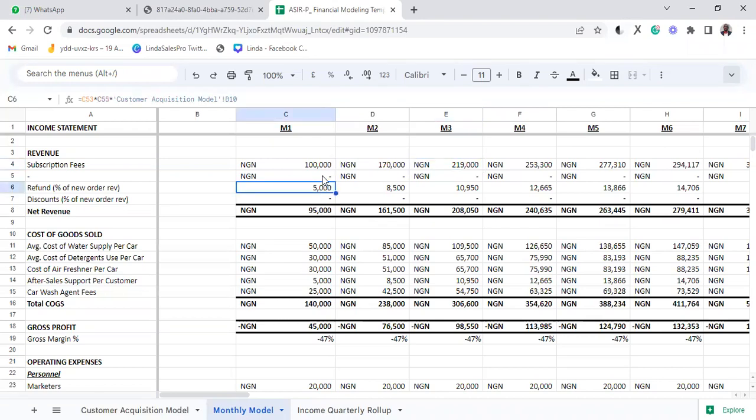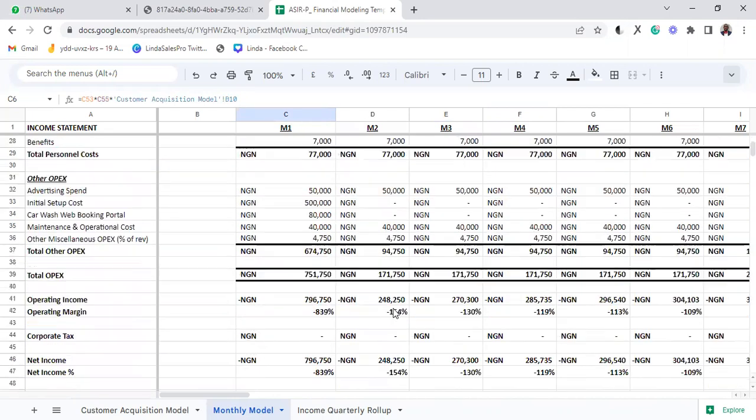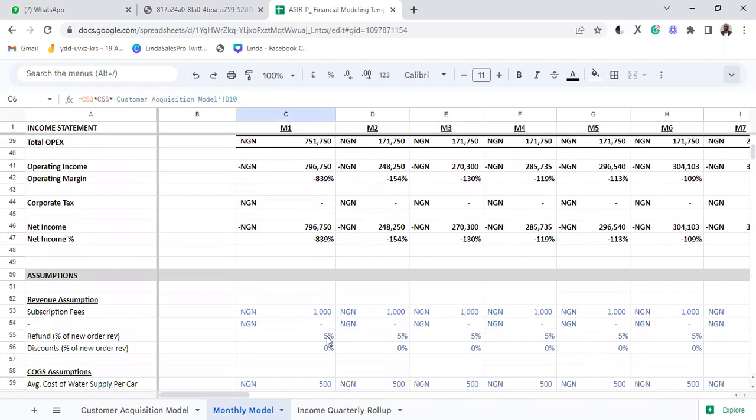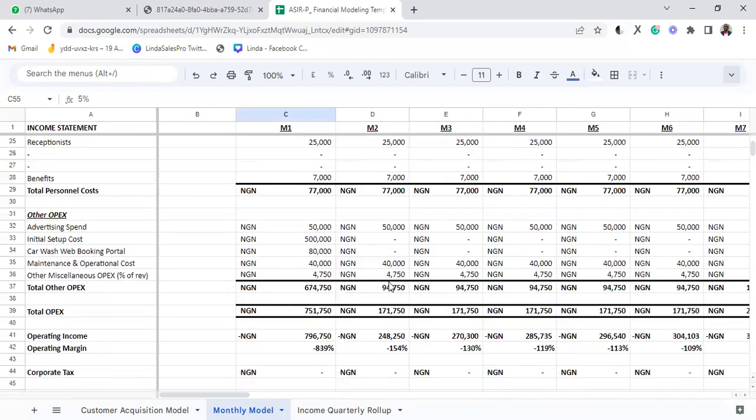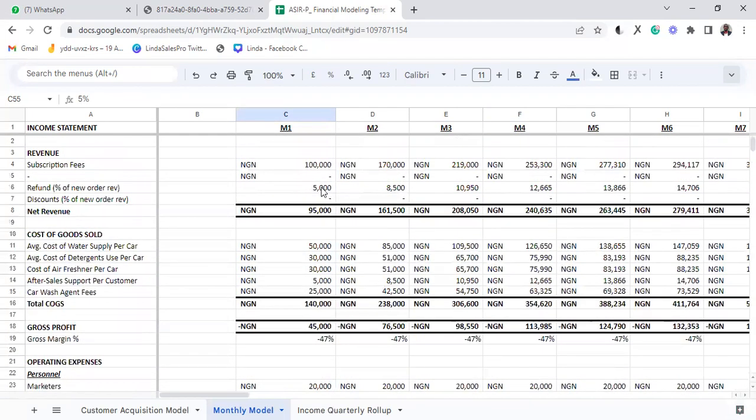Okay, so see here, we don't have another revenue here, so that's why we have this. So look at this. The refund here, what do we have here? We have 5,000 naira. So we said 5% always say, give me back my money. What is 5% of 100,000? That is 5,000 naira. That is why we have this. Remember, in our assumption, we said 5% will always say, give me back my money. So when 5% say, give me back my money, 5,000 naira will be deducted here.